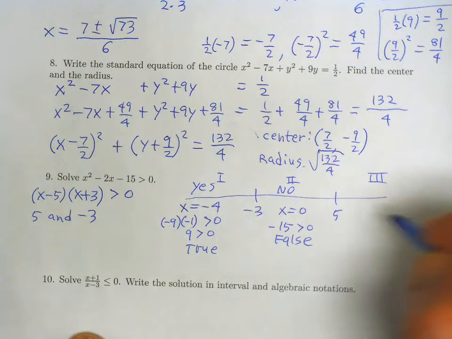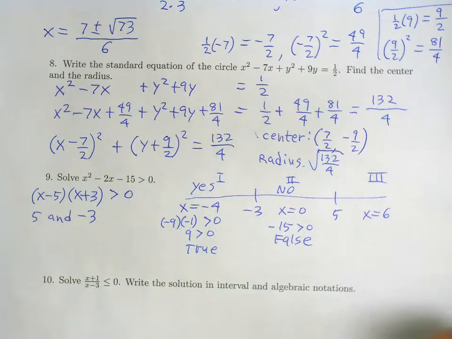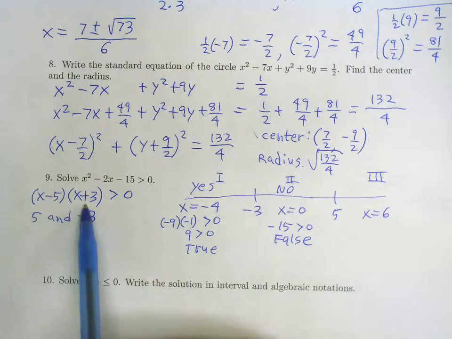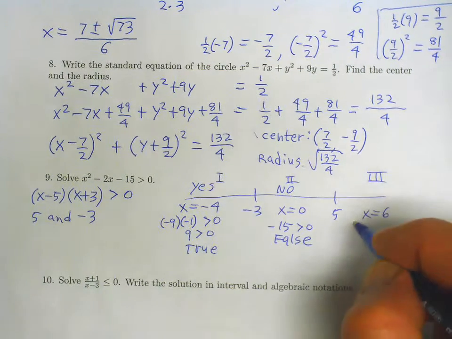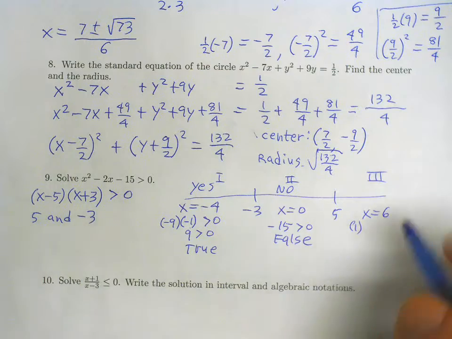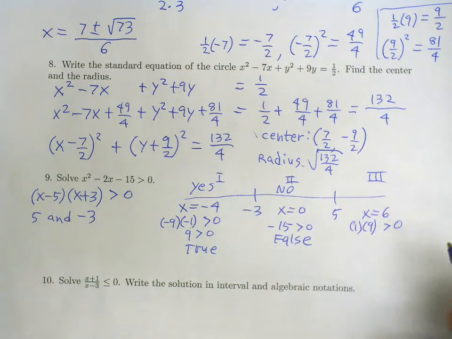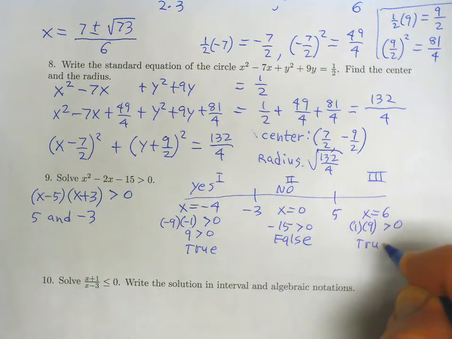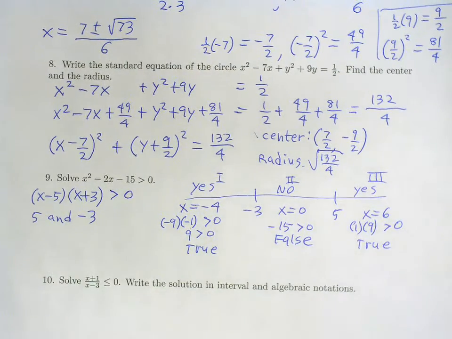Then in the third interval, we can pick x to be 6. And in the factored form, replace every x with 6. 6 minus 5 is 1. 6 plus 3 is 9. 1 times 9 is positive, and a positive number greater than 0 is true. So all of the numbers greater than 5 are solutions.